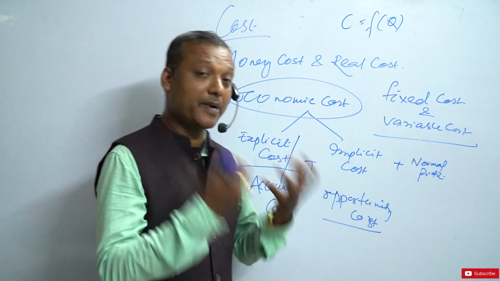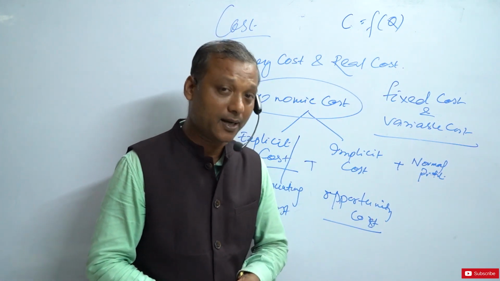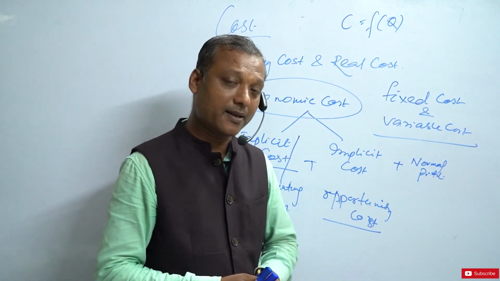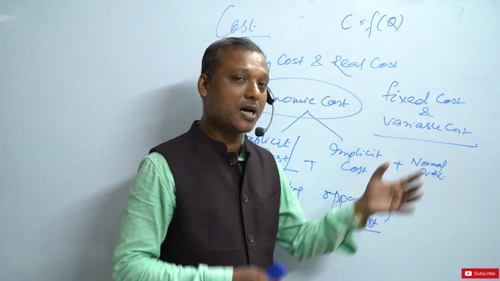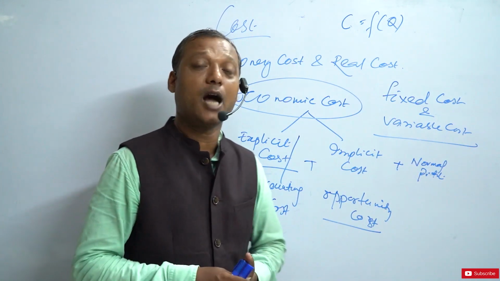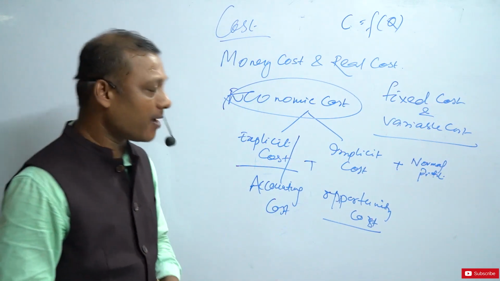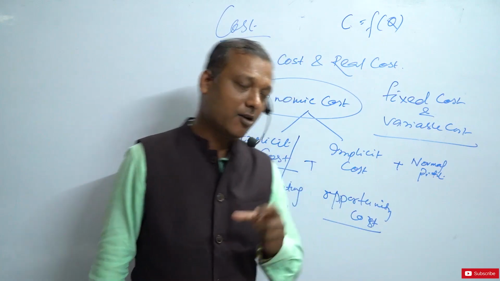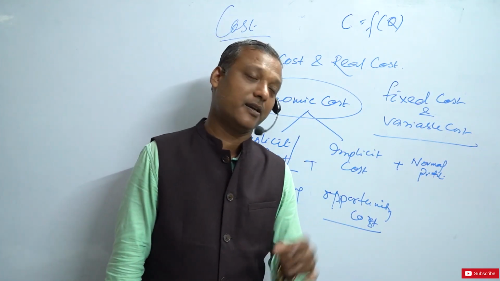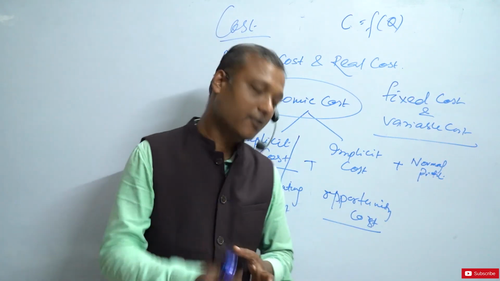When you expect more output, you should apply more raw material. When you expect more output, you should give more fuel, more power supply. That is why variable cost always keeps changing, and it is purely dependent on the output produced. That is why variable cost is known as dependent cost and fixed cost is known as your independent cost. This is the point you should understand between fixed cost and variable cost.